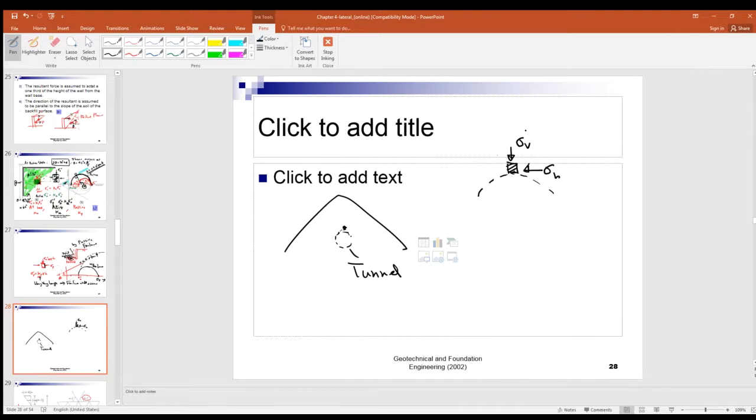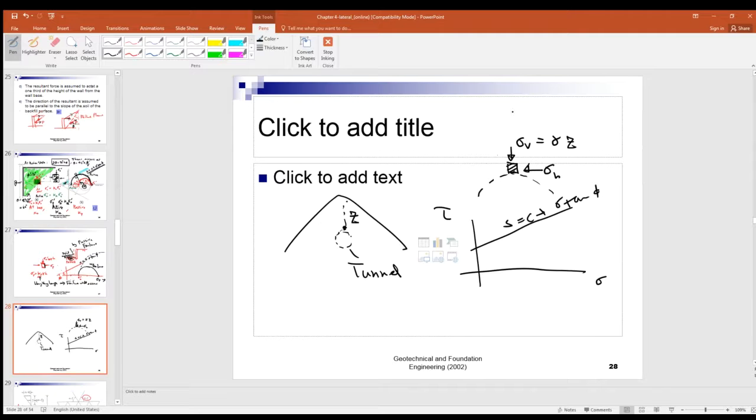So the vertical stress is gamma Z, the overburden weight on the top of the soil mass here. Now we draw the Mohr circle. Suppose the strength of the soil there is along this line. Remember, C plus sigma tangent phi gives you the shear strength.